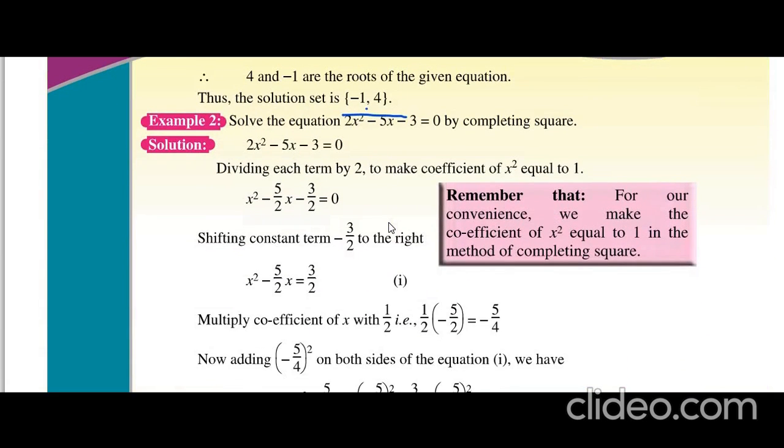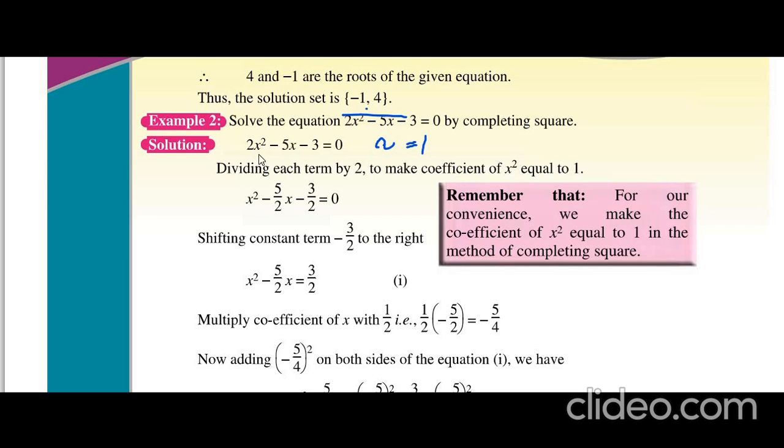Example number 2. Solve this equation by completing the square. This is in standard form of a quadratic equation. First, for the completing square method, the coefficient of a, that means the coefficient of x square, must be 1. Here a is 2, just make it 1. For this method, remember one thing, you must convert the coefficient of x square to 1. For our convenience, we make the coefficient of x square equal to 1.